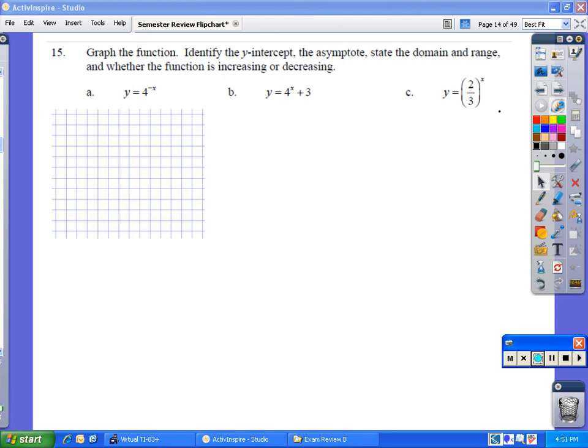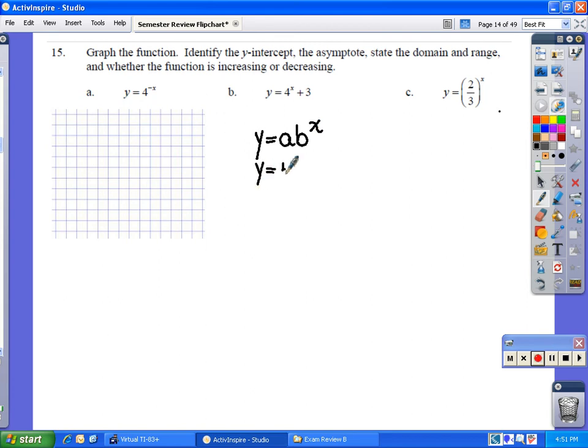On number 15, we're asked to graph several functions. These are all exponential functions. We're asked to identify the y-intercept, the asymptote, the domain and range, and whether the function is increasing or decreasing. For each one, we're going to compare the given equation to the equation y equals a times b to the x. Okay, this is our basic exponential equation.